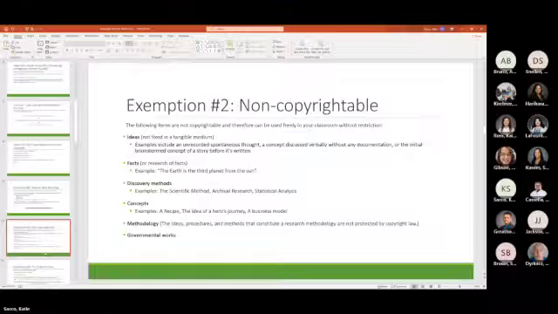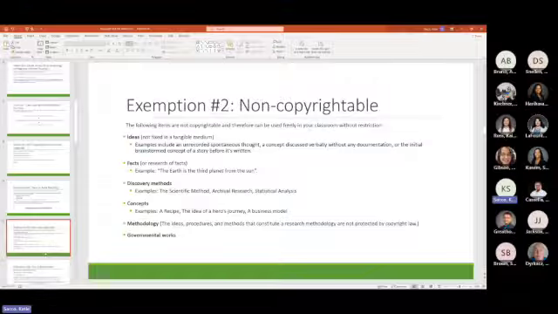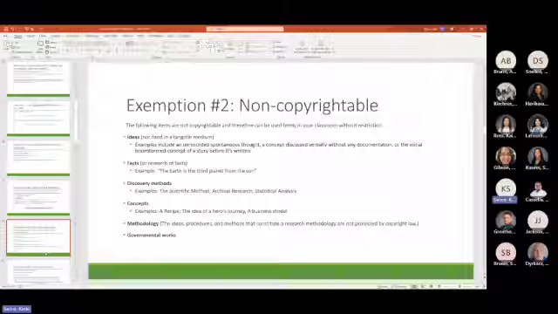So exemption number 2 is the non-copyrighted materials. So what are non-copyrighted materials? Ideas. So spontaneous thoughts, brainstorming sessions. Those are not copyrighted. Facts. So I can tell you the Earth is the third planet from the sun, or the moon revolves around the Earth, or the sky is blue. Those are facts. Discovery methods, like the scientific method, statistical analysis, the Pythagorean theorem.